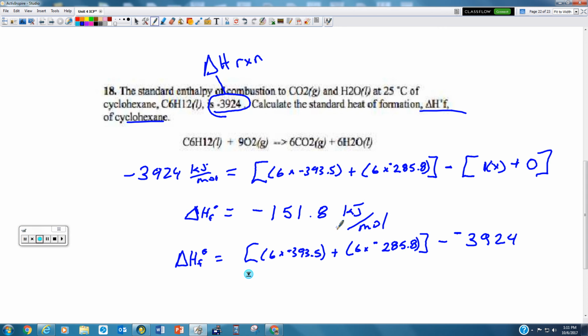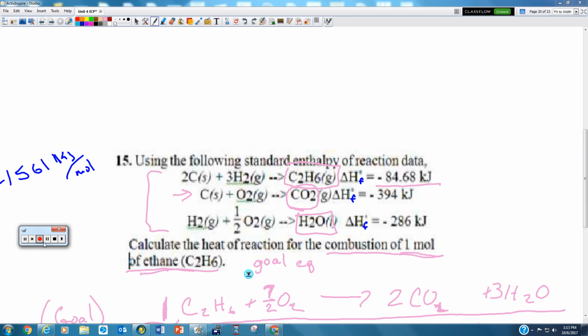What did you get, Marche? That might have been somewhere with one of the heats of formation that you put in. You might have put a little bit different decimal or something like that. That would have been close enough for me to give you credit on it. All right.